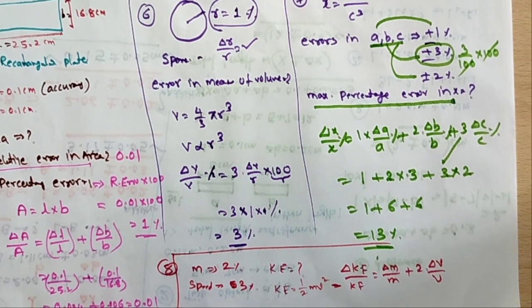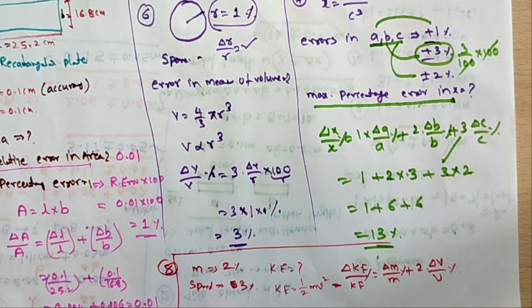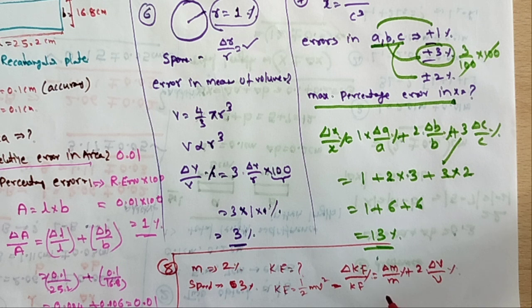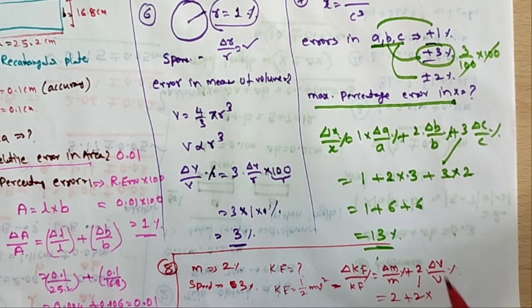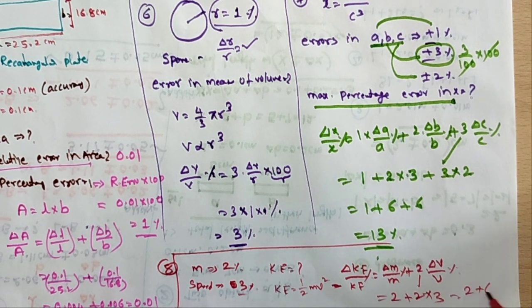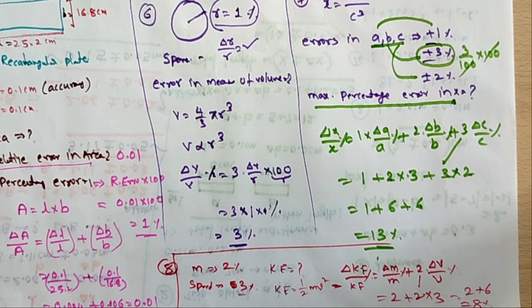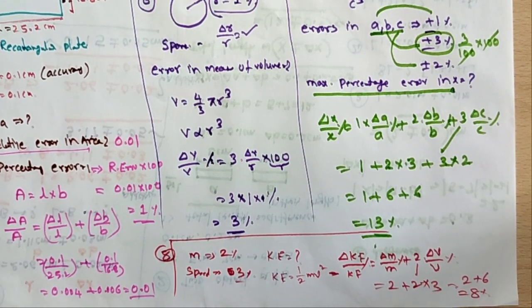Here I am taking the percentage error. What is the delta m by m? How much percentage is given? 2, plus 2 as it is in the formula, 2 into delta v by v, which is 3. So that is 2, 3 times 2 is 6, 6 plus 2, 8 percentage. Very simple. 8 percentage.